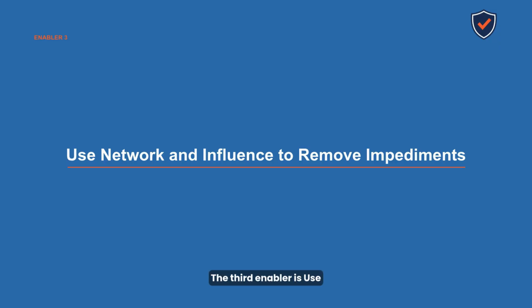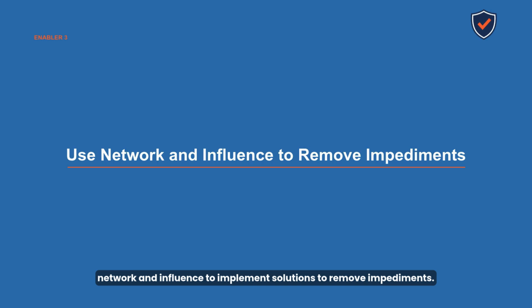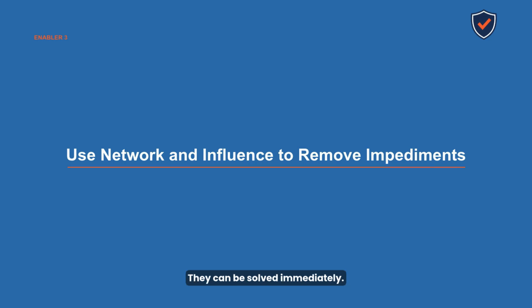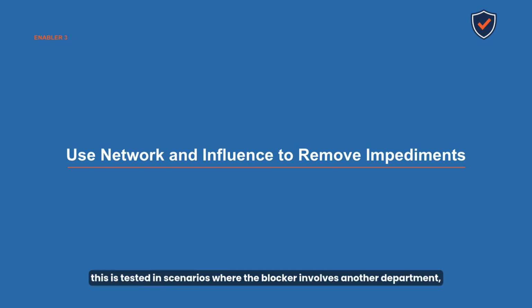The third enabler is use network and influence to implement solutions to remove impediments. Some blockers are within the project manager's direct control. They can be solved immediately. Others require going outside the team, using relationships, authority, or escalation. On the PMP exam, this is tested in scenarios where the blocker involves another department, a vendor, a resource constraint, or an organizational policy. The correct response involves leveraging your network, talking to the right people, using your influence, and finding creative solutions.